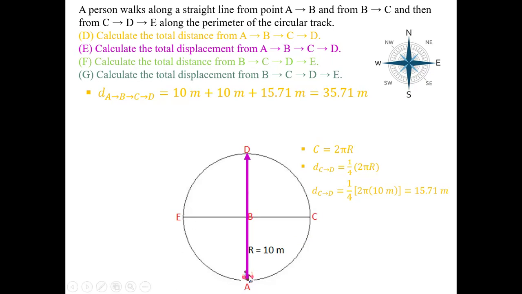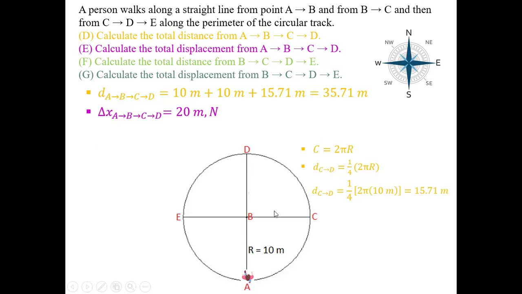I'm just going to draw an arrow or vector that points from A to D. So the magnitude would simply be 20 meters because that's the length of the diameter. What's the direction? The direction in this case would be just straight up or north. So the answer to E is just 20 meters north. Again, keep in mind, for a displacement vector, make sure you include direction. Let's do part F. F wants us to find the distance from B to C to D to E.